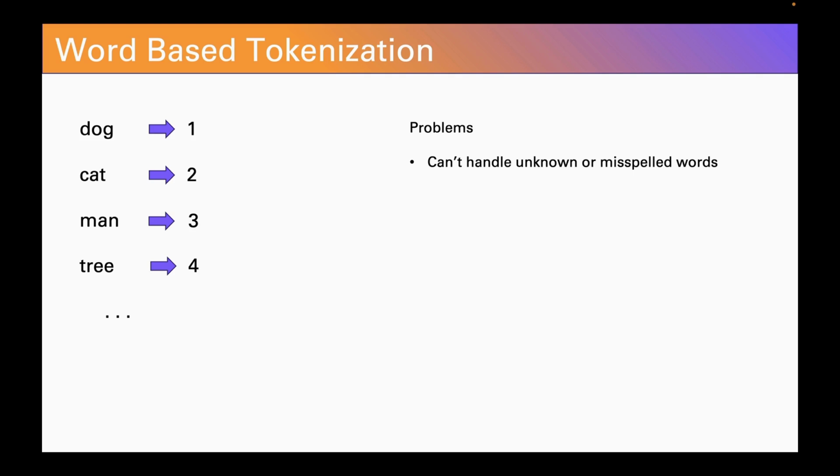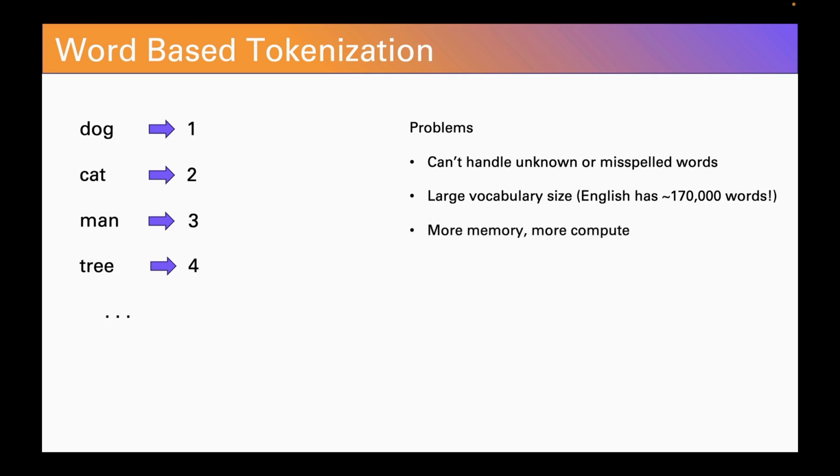Now, that being said, there are transformer models that do have a special unknown token, so it's not an insurmountable problem. Another problem is just supporting a large vocabulary size increases the size of the model. GPT-2 has about 50,000 tokens, but English has about 3 times that, 170,000 words. And so the end result is that it creates more memory and more compute needed to run and train the model.